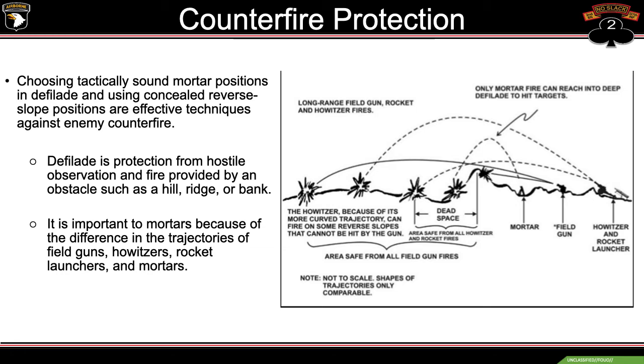So looking at the illustration, you can see the hill and you have your different examples of mortar, field gun, howitzer, and rocket launcher. So what this is basically saying is using our high angle fires from mortars, we can shoot into dead space, and we can use defilade such as a hill or ridge to create basically a barrier for us from field guns, howitzers, and rocket launchers, since they're low angle fire.